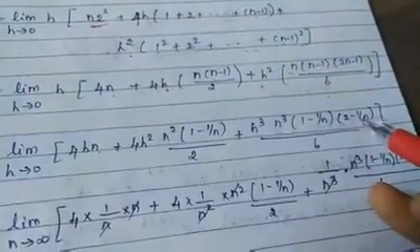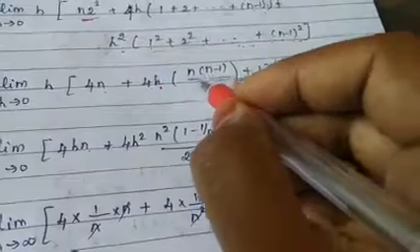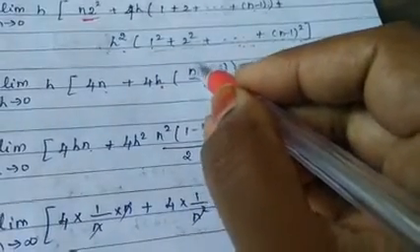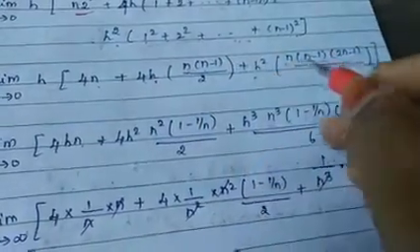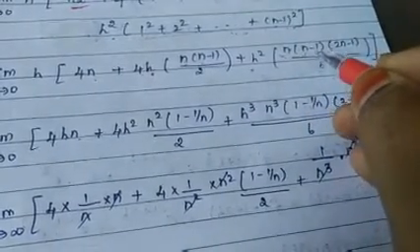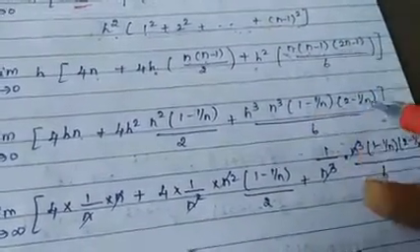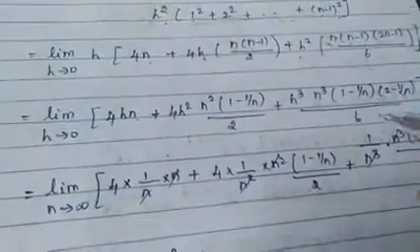If you couldn't understand, pause for a minute, take n outside and multiply inside, and you will get it. If you take n outside, this n will be there, n into 1 minus 1 by n. Here n into, here n, one more n, 1 minus 1 by n. Here when you take n outside, you are getting n cube, 2 minus 1 by n. That's what I have written in the next step.